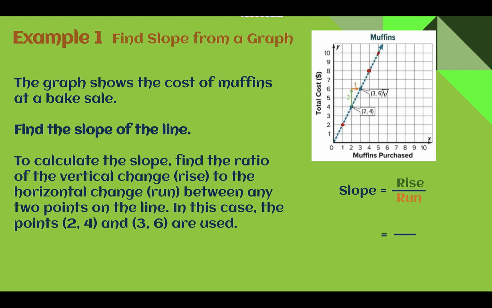How does the change vertically compare to the change horizontally? So vertically, the price went up by $2. Horizontally, the number of muffins increased by 1. So in this case, our slope would be 2 over 1, which is 2. The slope of the line would be 2. And if we were thinking about what this means in the context, that would be the unit rate, or how much did it cost for one muffin. It would be $2 for one muffin. So as we buy one more muffin, our price goes up by $2.